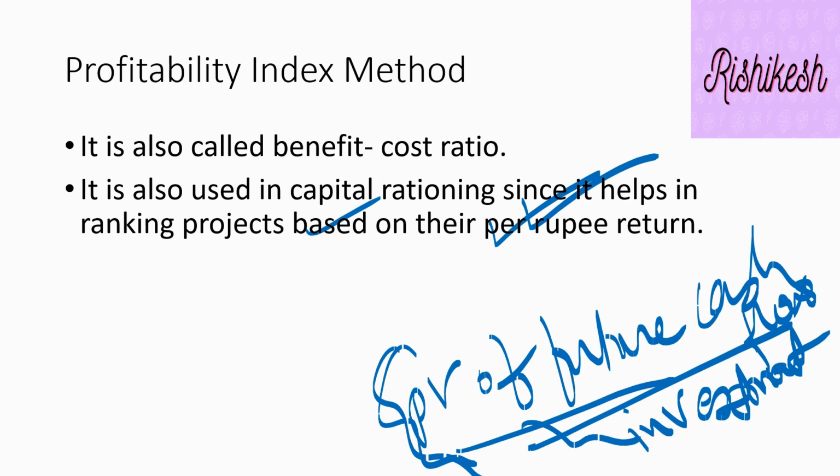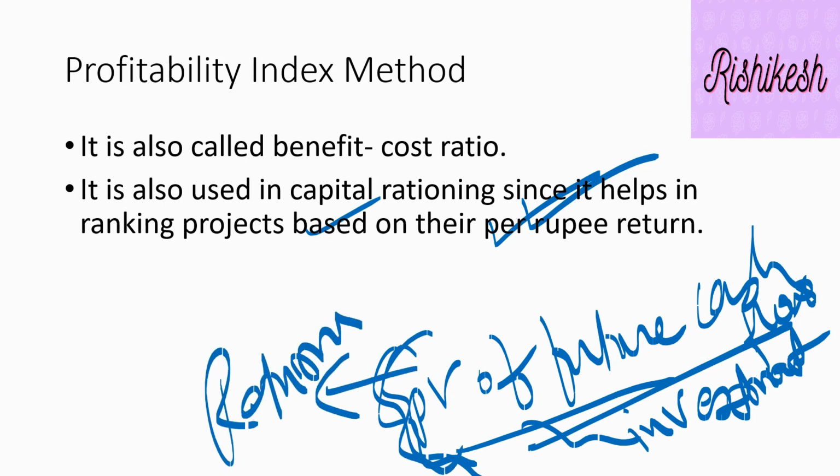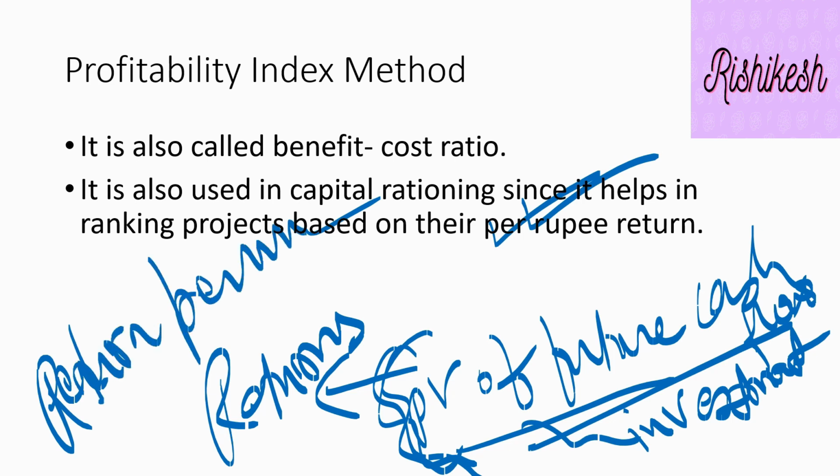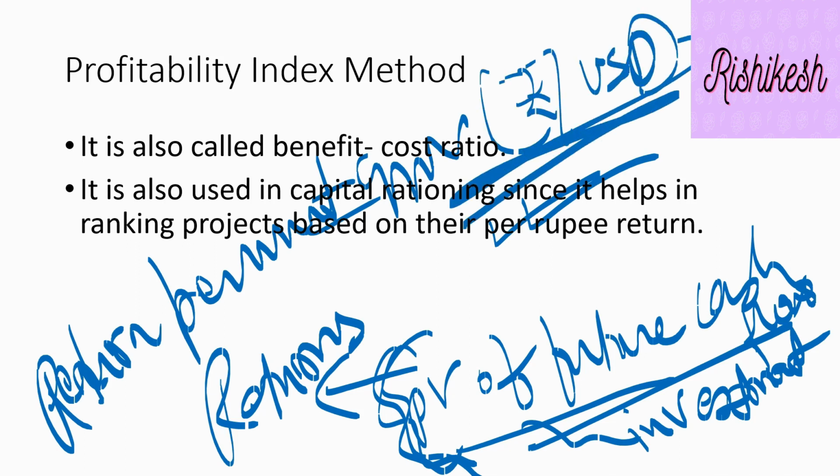It is also used in capital rationing, since it helps in ranking the projects based upon their per rupee return. So what is this numerator, as we already discussed? This is nothing but the returns that you are calculating, divided by the investment that you have made. Means you are calculating the return per unit investment, maybe per rupee or per dollar, depending on which currency you are calculating in.